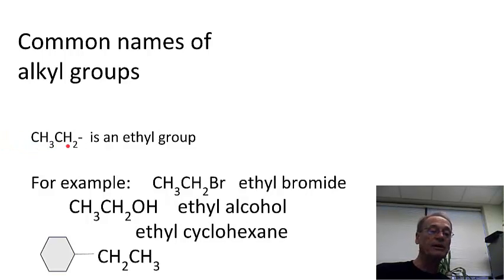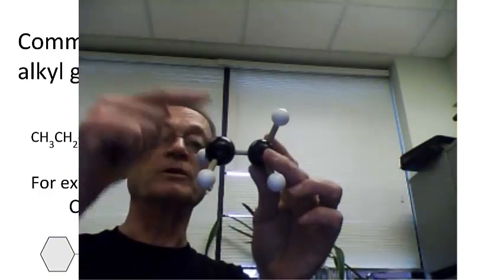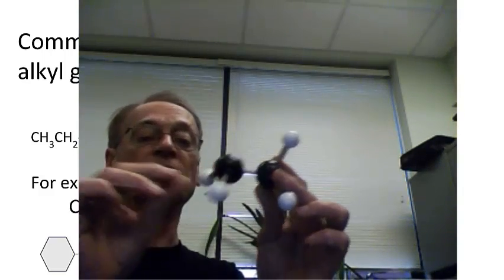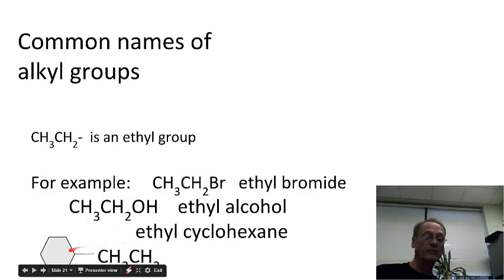Similarly, a CH3CH2 attached to something else would look like this: CH3, CH2, and then a space here for it to be attached to something else. This is an ethyl group, and you find ethyl very commonly attached to other things. And again, I gave you some examples: ethyl bromide, ethyl alcohol, ethyl cyclohexane, and so on. One thing to notice is that an ethyl group has a methyl group in it, but it's not named as a methyl something, it's named as an ethyl group because it's just a CH3CH2.